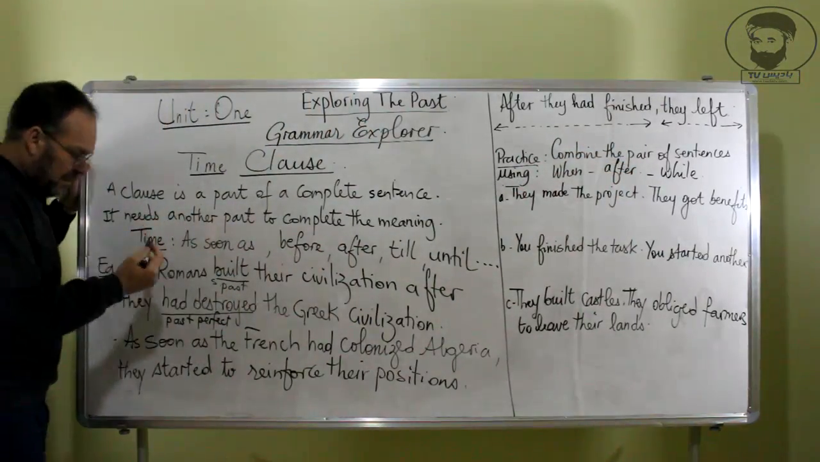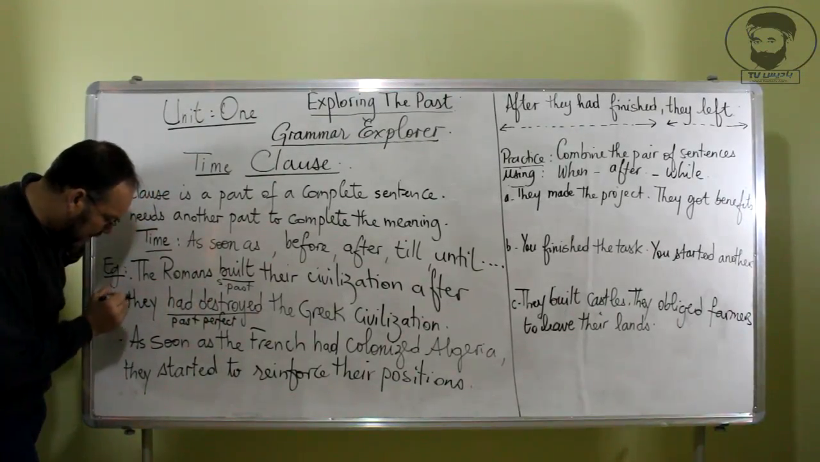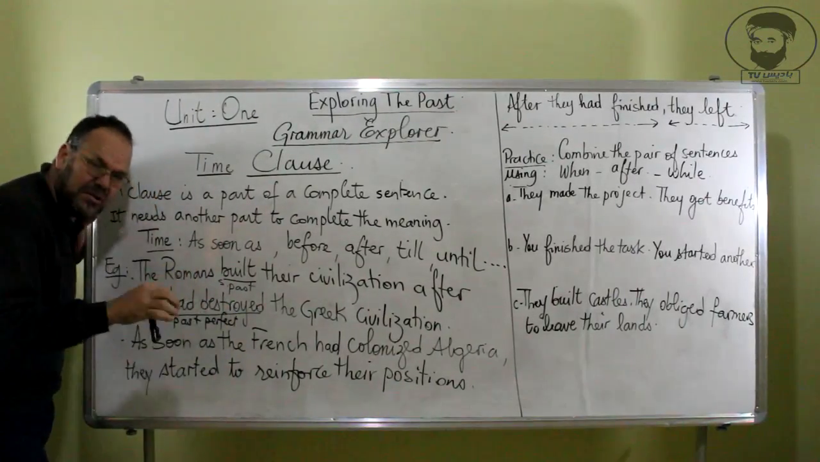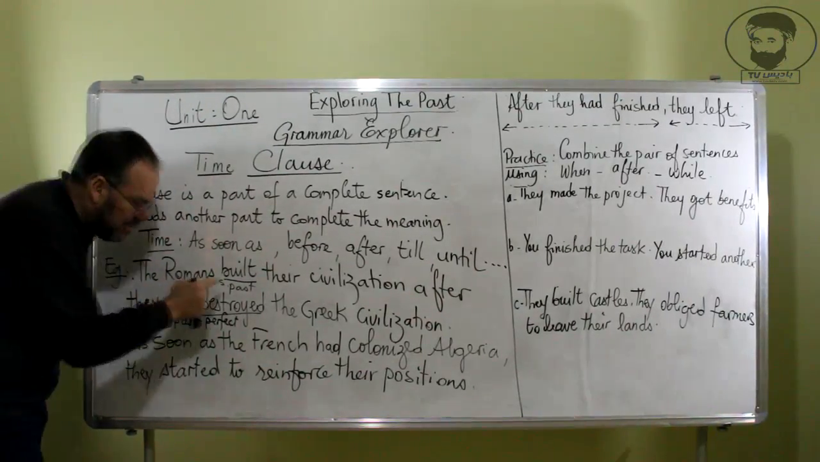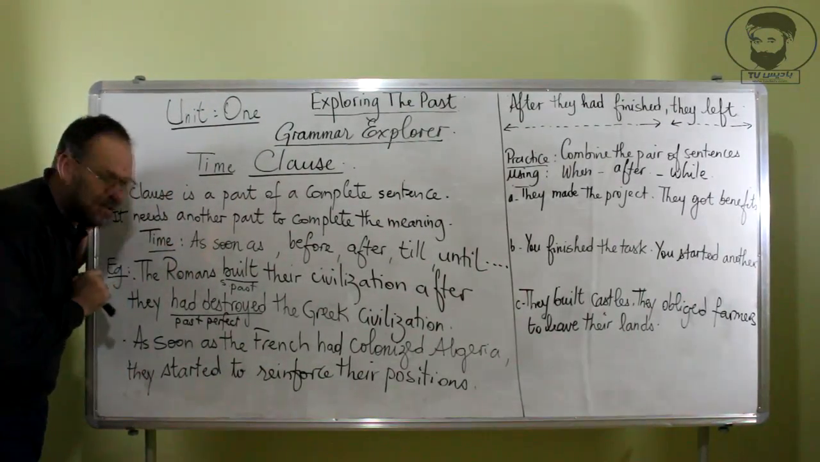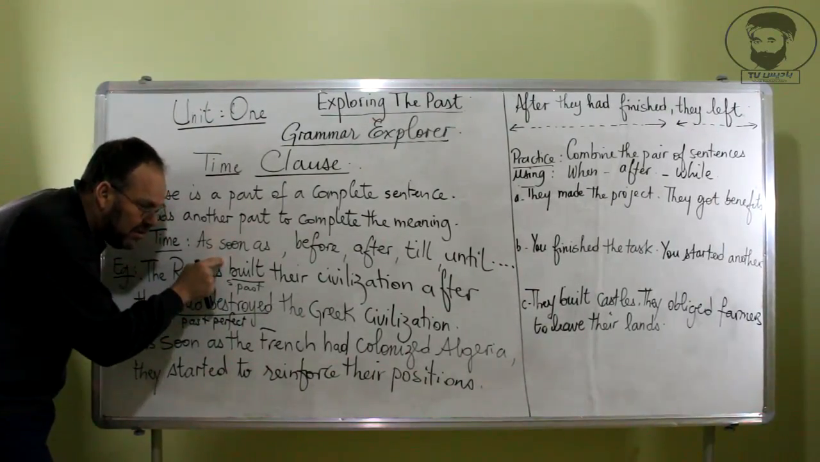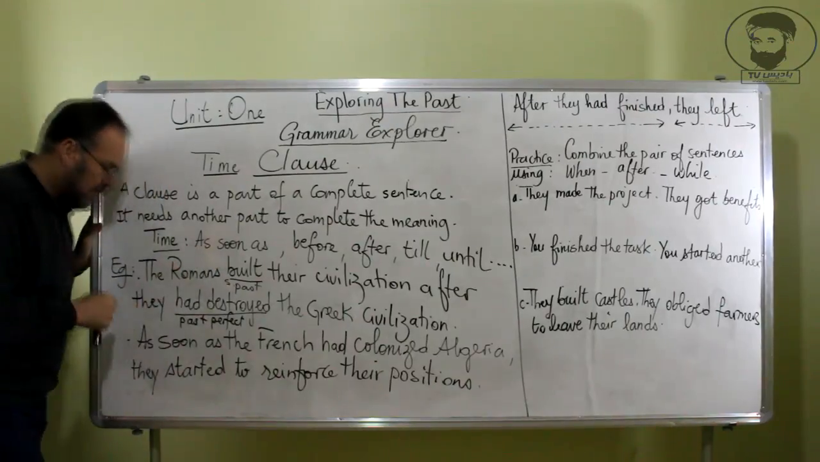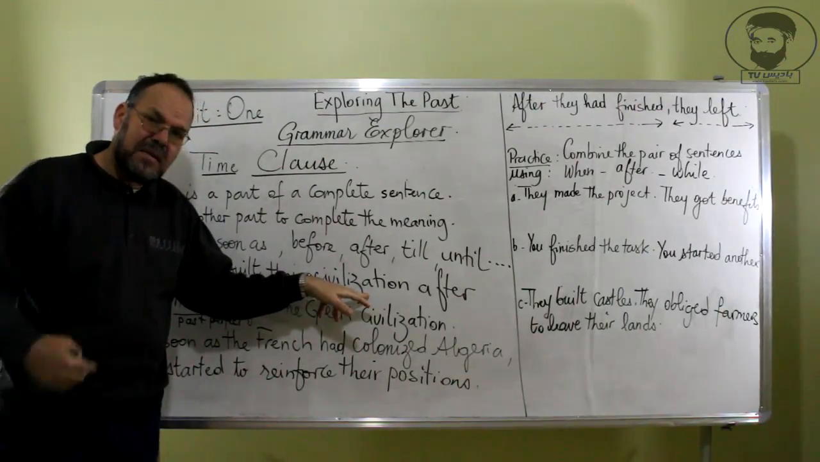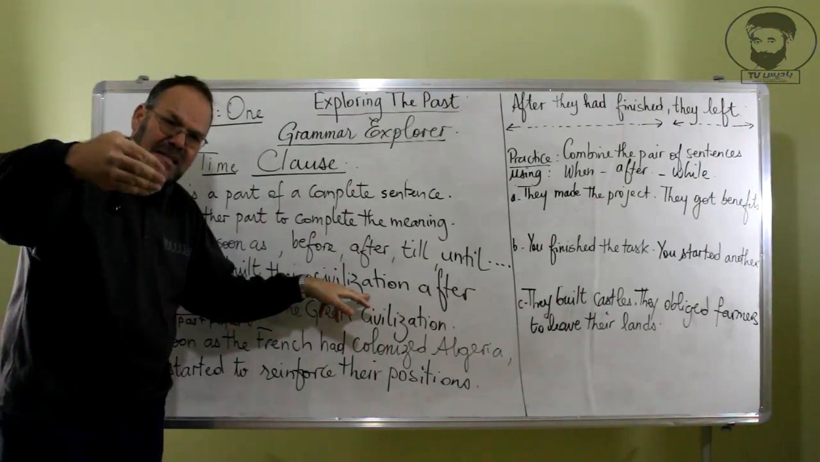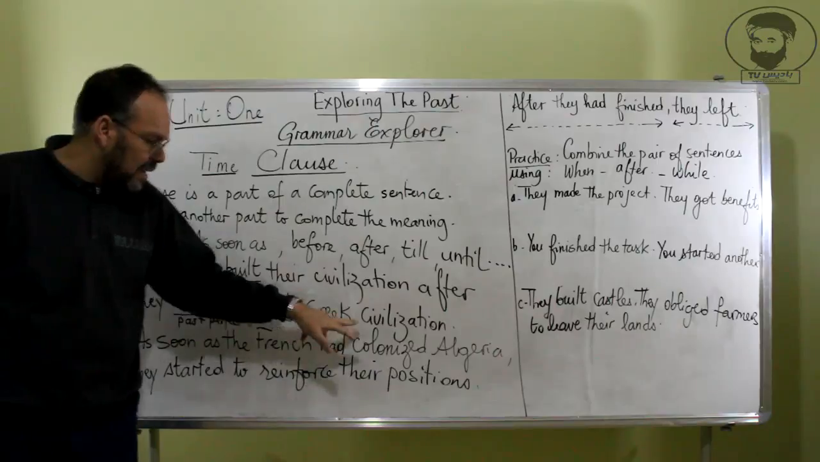So, because the action of destroying was first, we use "they had destroyed" to say that they first destroyed and after that they built the civilization. It means the action of destroying was first and the second one is building. So we say the Romans built their civilization at the second stage, when they had destroyed the Greek civilization.